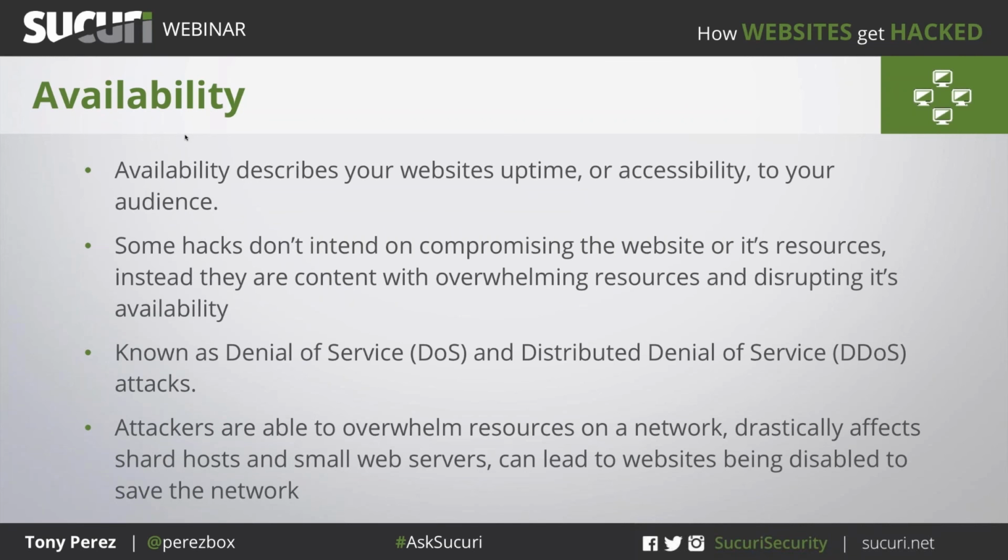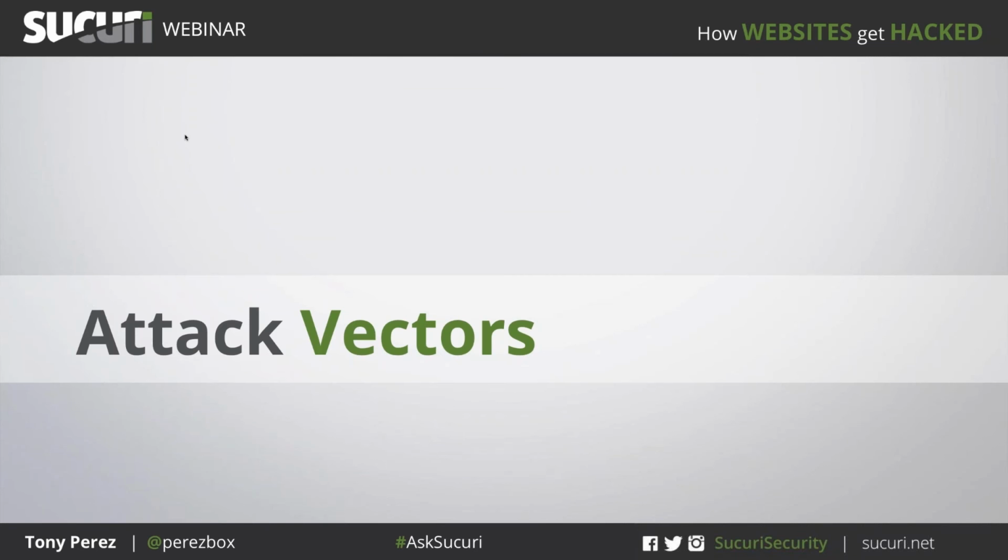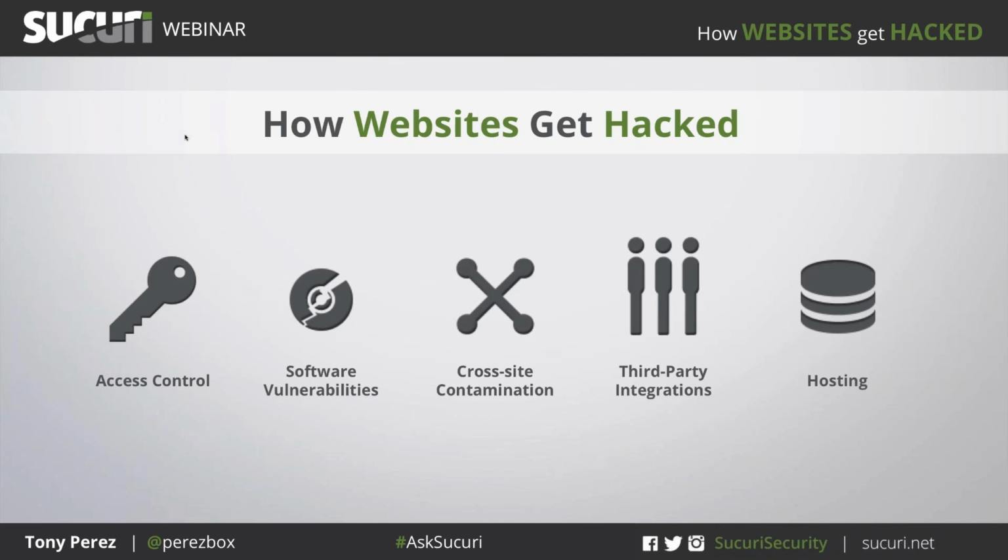So that's great. We went over the environmental considerations. We went over the sequence or the flow of attacks. Now let's talk about the specific vectors. When I talk about vectors, I break it down into 5 distinct domains: access control, vulnerabilities, cross-site contamination, third-party integrations, and of course hosting. I'm going to talk about each one of them in a second.